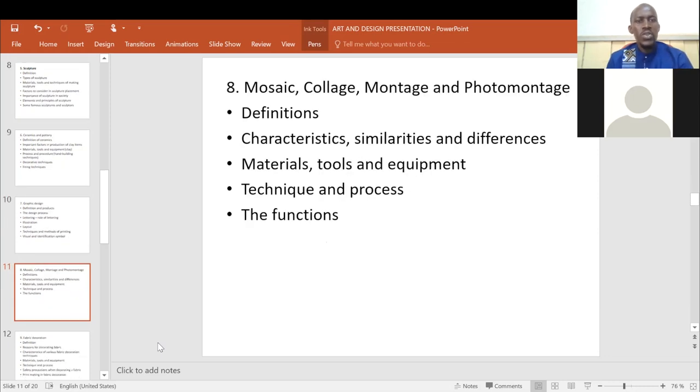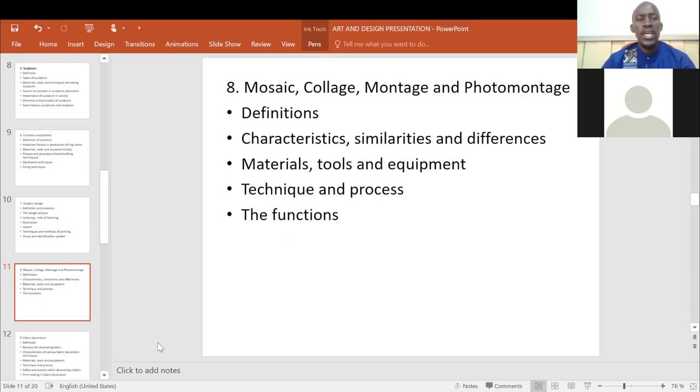Then we can talk about mosaic, collage, montage, and photo montage. Now, it is of importance to note that when you're talking about collage, mosaic, montage, and photo montage, these are art forms whose creation process is more or less the same. We are talking about using materials to create an art form through pasting.